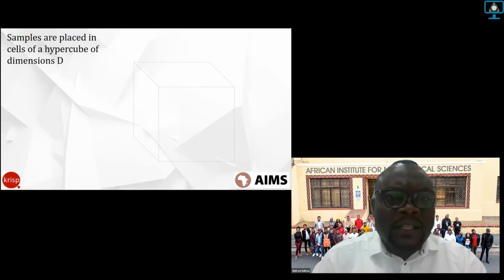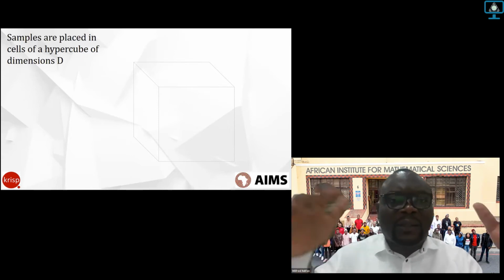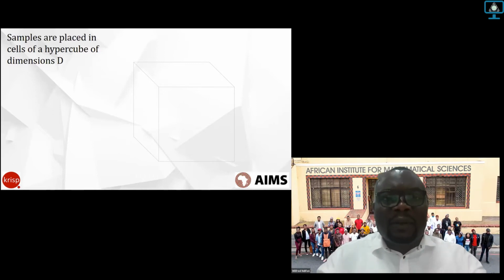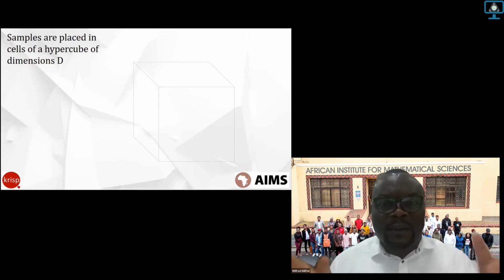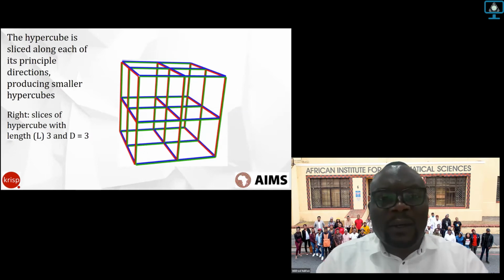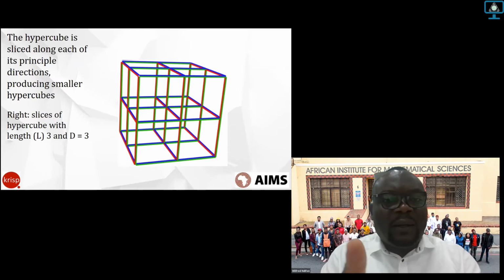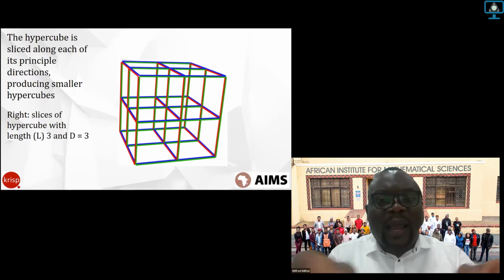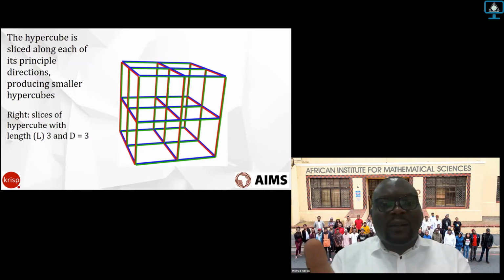And now imagine that it would have L to the D cells. So imagine that you have your individual samples in these different cells of the hypercube. We want to identify the infected samples within the hypercube. Now, here I've shown a hypercube of length 3, again, a 3-dimensional structure. We slice the hypercube. So I have on each of the 27 cells a sample.